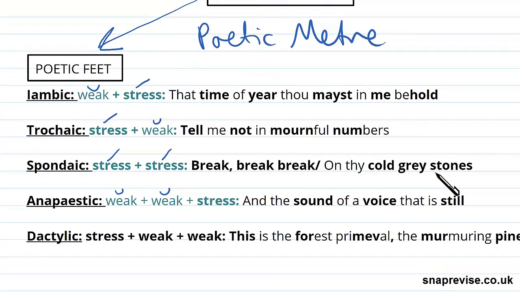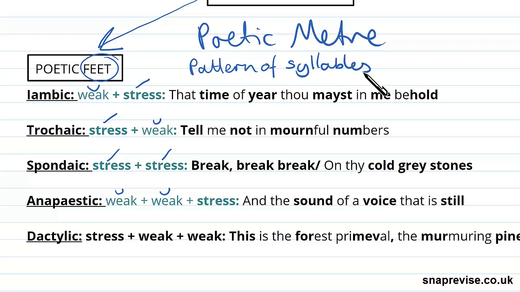Essentially, each line of poetry is divided up into feet, and a foot is essentially a pattern of syllables. And they're normally a pattern of 2 or 3 syllables. So, for example, iambic feet are essentially a pattern of syllables formed up of 1 weak syllable and 1 stressed syllable.